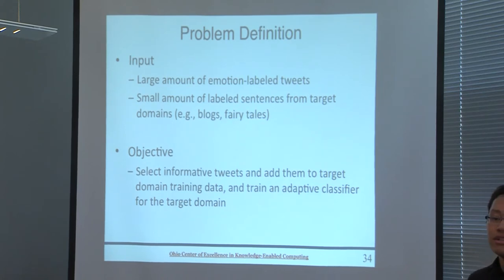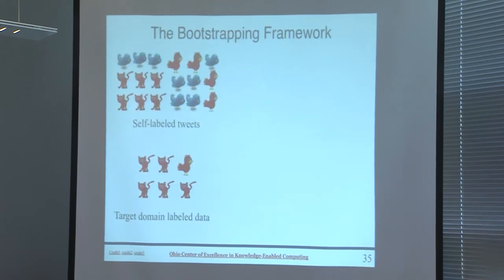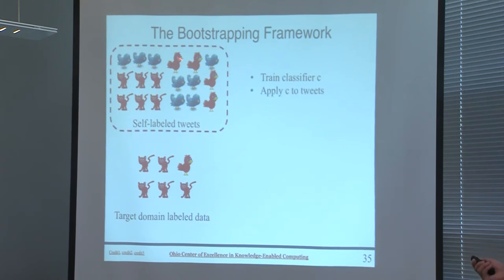So first, I will present the bootstrapping framework. For this framework, if you look at the top left, that is the self-labeled tweets. And at the bottom left, this is the target domain labeled data. You can see we have a lot more instances in the tweets dataset. Now the first step is we train a classifier C on the target domain labeled data. That is the first step, so it's very easy. Then we apply the classifier C to the tweets here. Now remember, for every tweet, we use the emotion hashtag to infer its label. So there is one original label for every tweet.